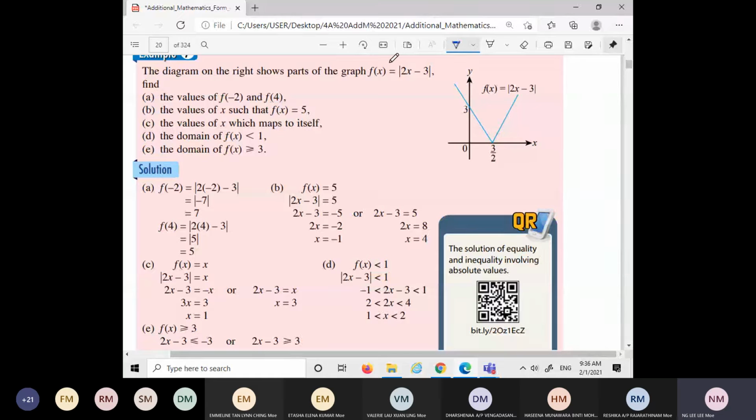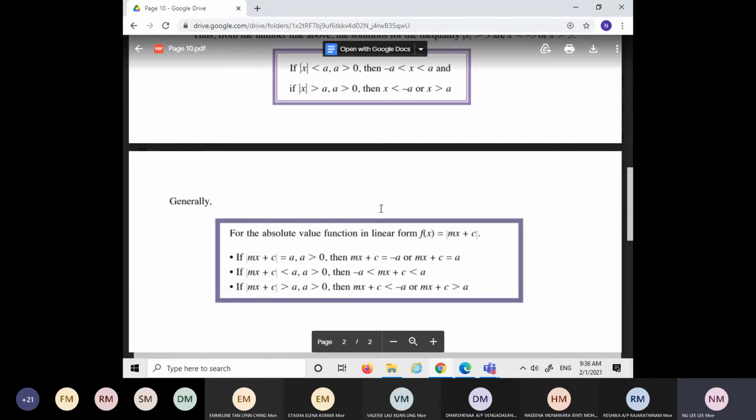So what is f(x)? Modulus of 2x minus 3. So you replace the f(x) with modulus of 2x minus 3 equals 5. This one is from just now, the equations. I can go back there.